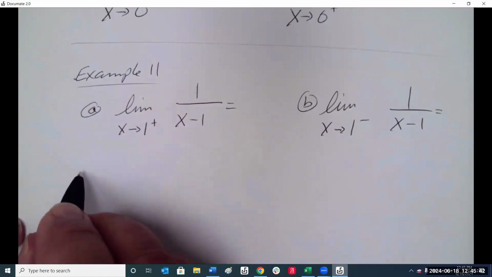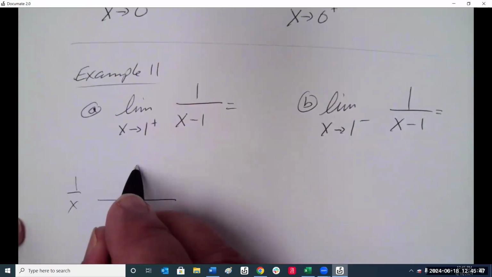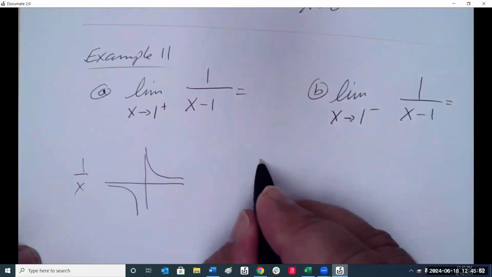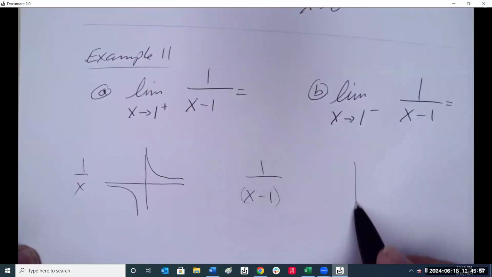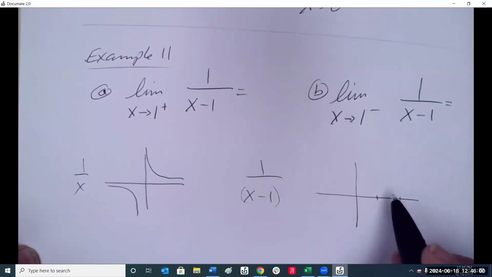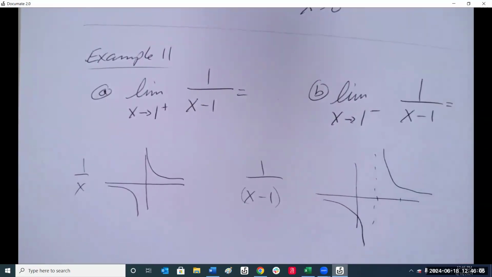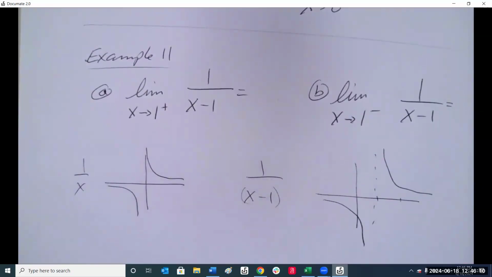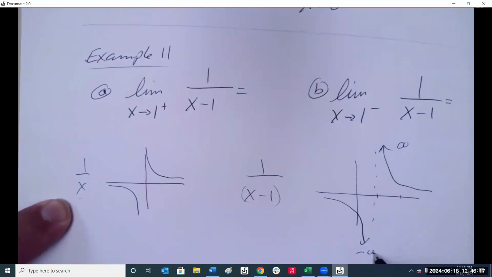Let's look at this. We just talked about a graph that looks like 1 over x, right? It looked like this. All this one does is shift it 1 to the right. That's just the horizontal shift 1 to the right. So it's going to be the same values as this one. This side goes to positive, this side goes to negative infinity.